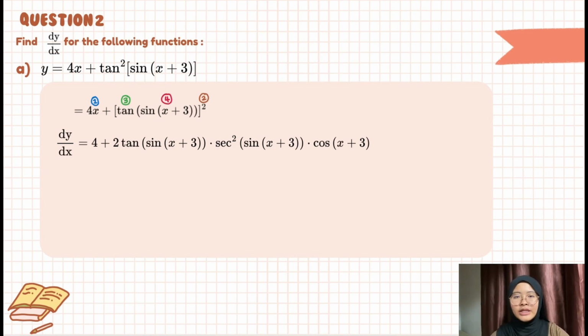For the first step, we need to identify how many variables there are in this equation. There are 4 variables. First is constant, second is power rule, third and fourth is trigonometry. We need to solve all the variables one by one, and we got the answer dy over dx equals 4 plus 2 tan sin x plus 3, sec squared sin x plus 3, cos x plus 3. And this is the final answer for question A.